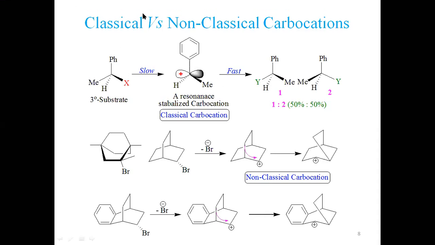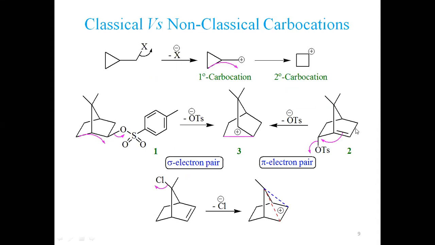So this is what we call resonance stabilization. This is what we call a classical carbocation. But here, although pi electrons are involved, the pi orbital is no longer parallel to this plane. This is why we call this non-classical. It is not a parallel overlap because this carbon has no possibility of rotation. It is a rigid structure in fact.